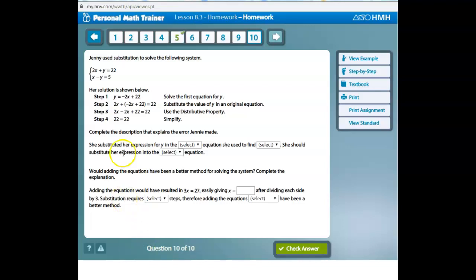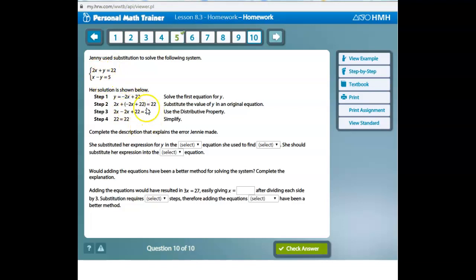So step number 1, she picked the easiest equation. She looked at this equation and wanted to get the y alone. Since the y is being added to 2x, she subtracted 2x from both sides. That gave her y equals negative 2x plus 22. So she solved the first equation for y. This method is called substitution, because then you substitute that value into the other equation.